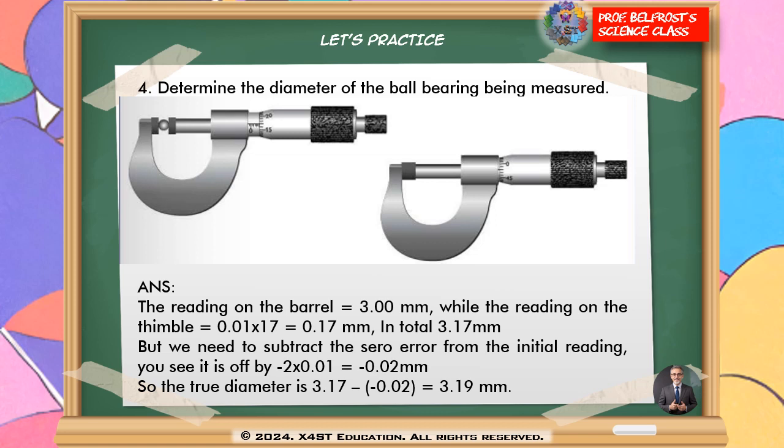So 3.17 minus negative 0.02 equals 3.19 millimeters.